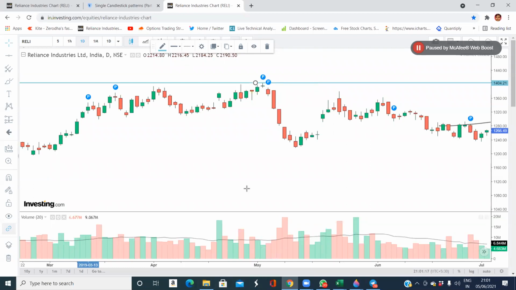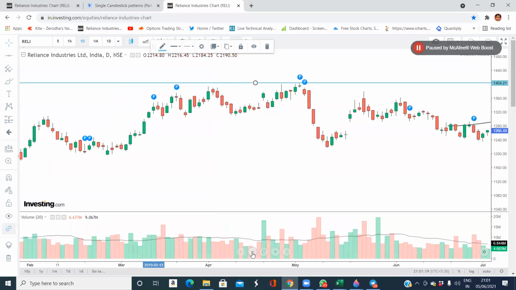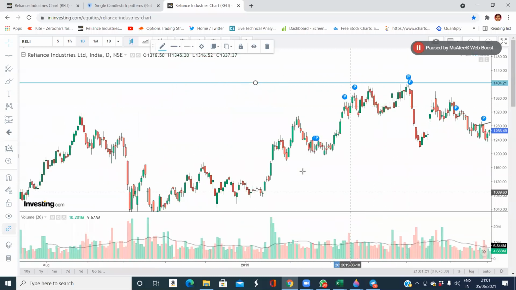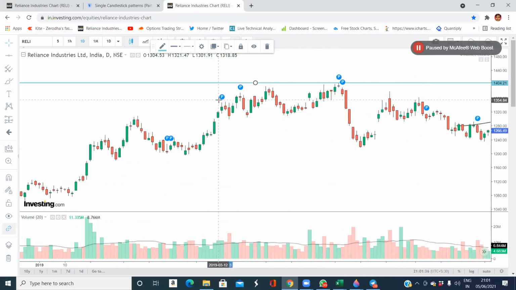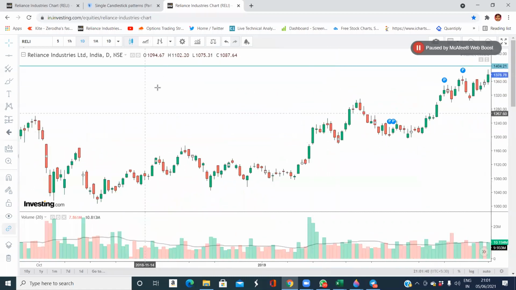Okay, so now this is the chart, the total, overall chart. Now we don't know where to enter, how to enter, and nothing like that. But we know only one pattern. Suppose I want to test only the morning star on Reliance. This is the Reliance chart, and I want to test only the morning star. So this is a morning star pattern.